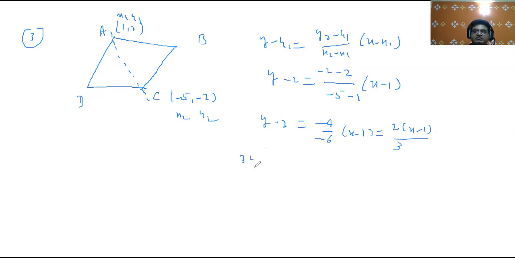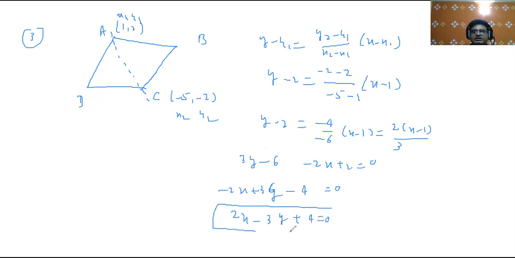So this is 3y minus 6 minus 2x plus 2 equals 0. So minus 2x plus 3y minus 4 is 0. Multiplying it by minus, so 2x minus 3y plus 4 equals 0. So this is the required equation in this case.